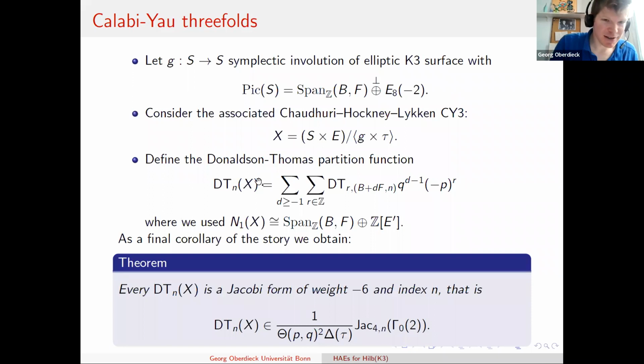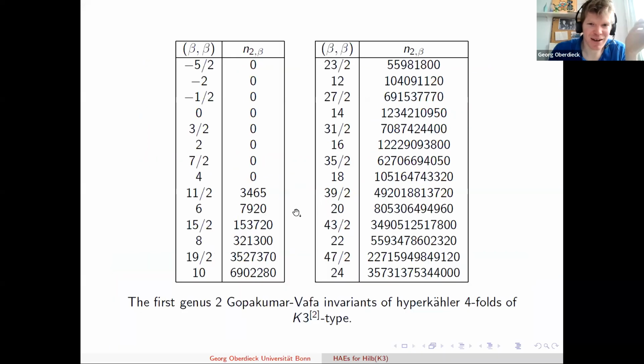And then finally, there's some application to Calabi-Yau threefolds, Donaldson-Thomas theory of Calabi-Yau threefolds, but maybe I skipped this. I think everybody is probably tired already by this formula. So I just show you these numbers from the table, and then I thank you for the attention.